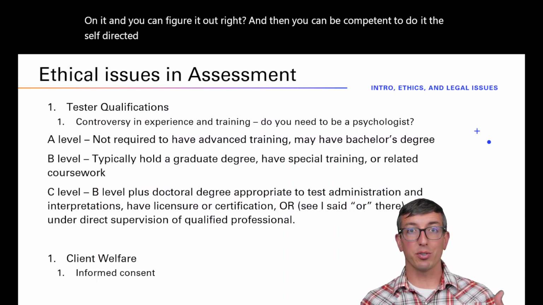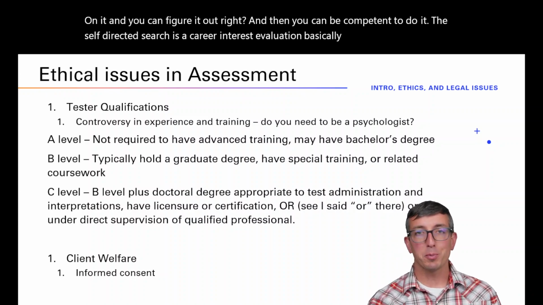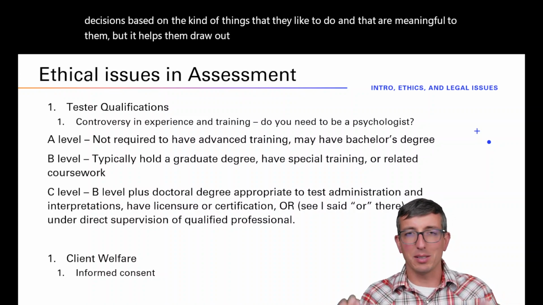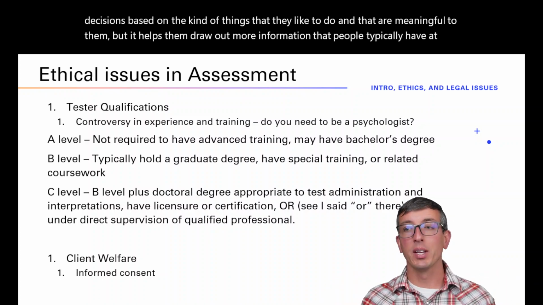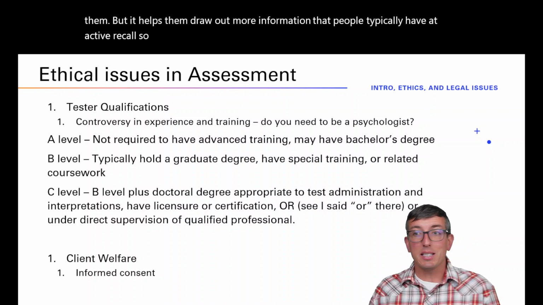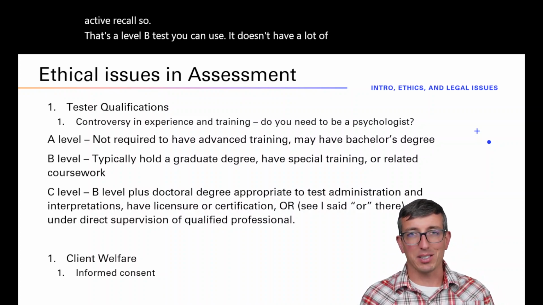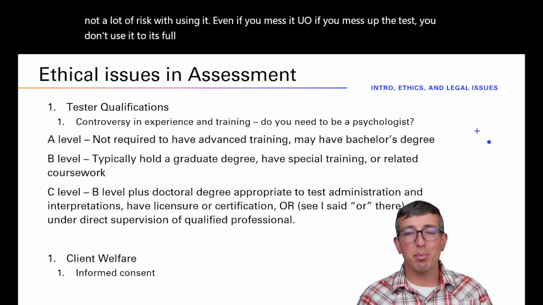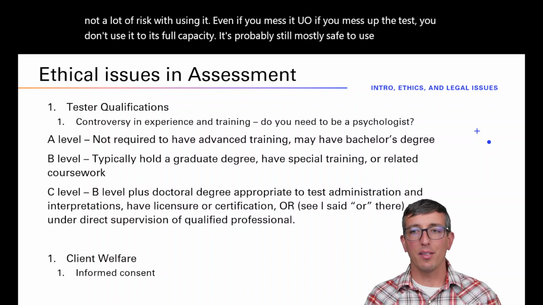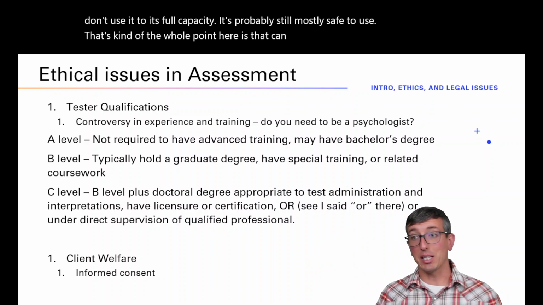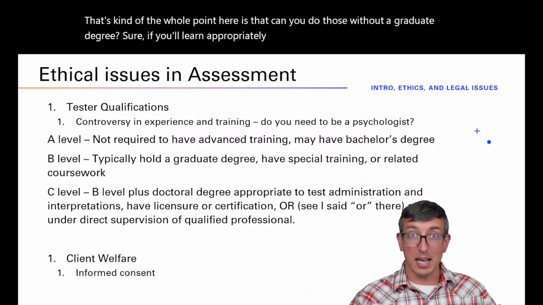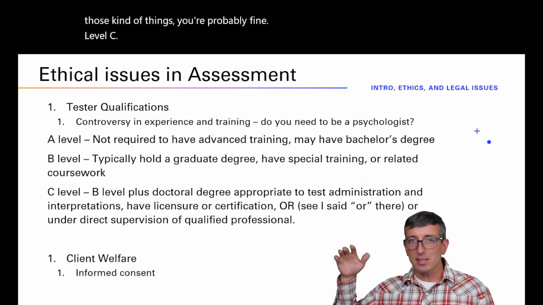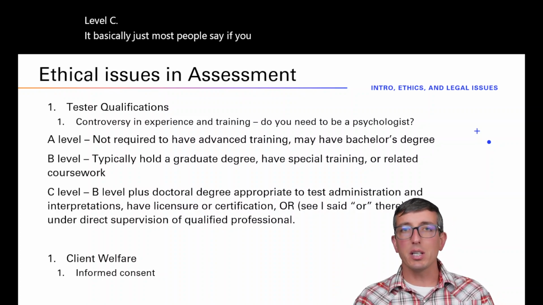The Self-Directed Search is a career interest evaluation, basically. It helps people make decisions based on the kind of things they like to do and that are meaningful to them, but it helps them draw out more information than people typically have at active recall. So that's a Level B test. You can use it. It doesn't have a lot of detrimental effects. There's not a lot of risk with using it, even if you mess it up. So if you mess up the test, you don't use it to its full capacity, it's probably still mostly safe to use. That's kind of the whole point here, is that, can you do those without a graduate degree? Sure, if you learn appropriately, you practice ethically, and you do those kinds of things, you're probably fine. Level C, basically, most people say if you have a doctoral degree, you can use those tests.